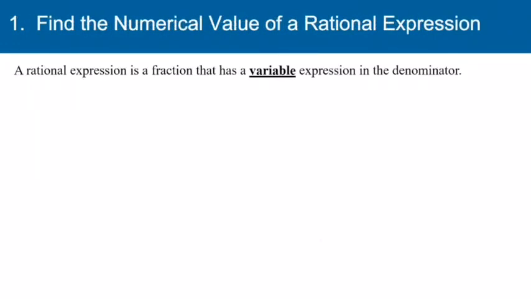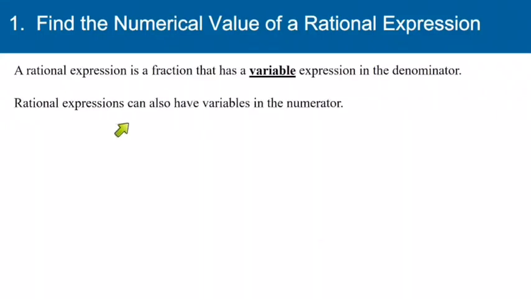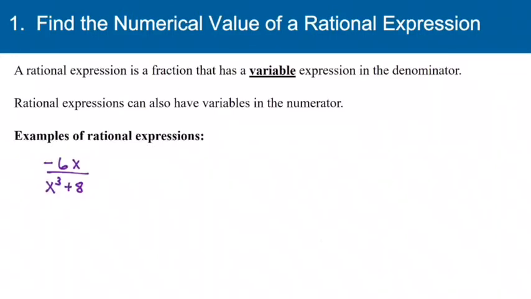So first, a basic definition. A rational expression is a fraction that has a variable expression in the denominator. And rational expressions can also have variables in the numerator. And here are a few examples. Negative 6 over x to the third plus 8. This is a rational expression because it has a variable in the denominator. 9x over y plus 3.